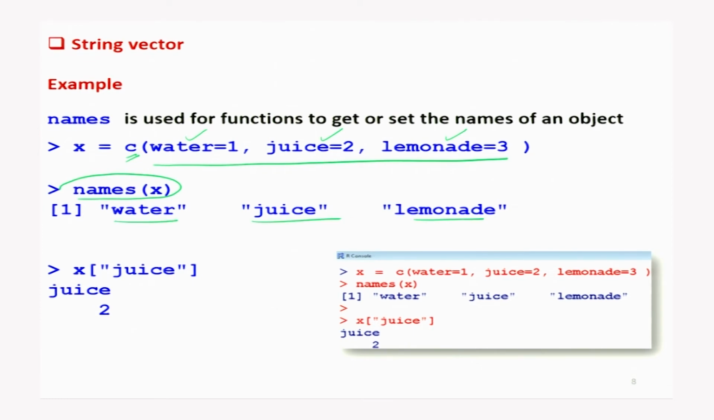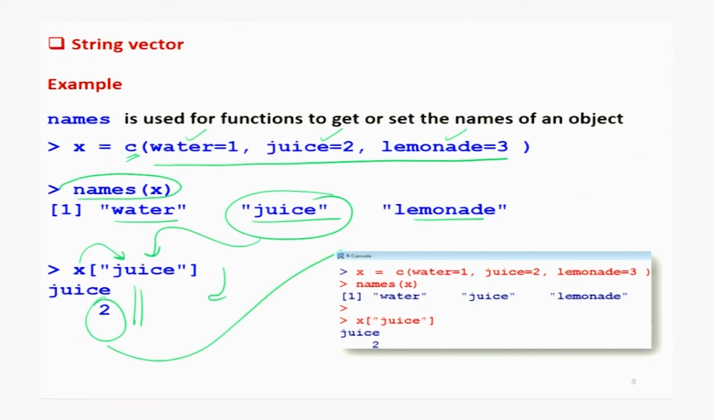And now you want to know in this data vector x what is the value of juice. So you write the name juice inside the square brackets, and this gives you the value in the data vector x corresponding to the name juice. If you press enter, this will give you the value 2. This value 2 is this value here, and this is the screenshot of the same operation, right.